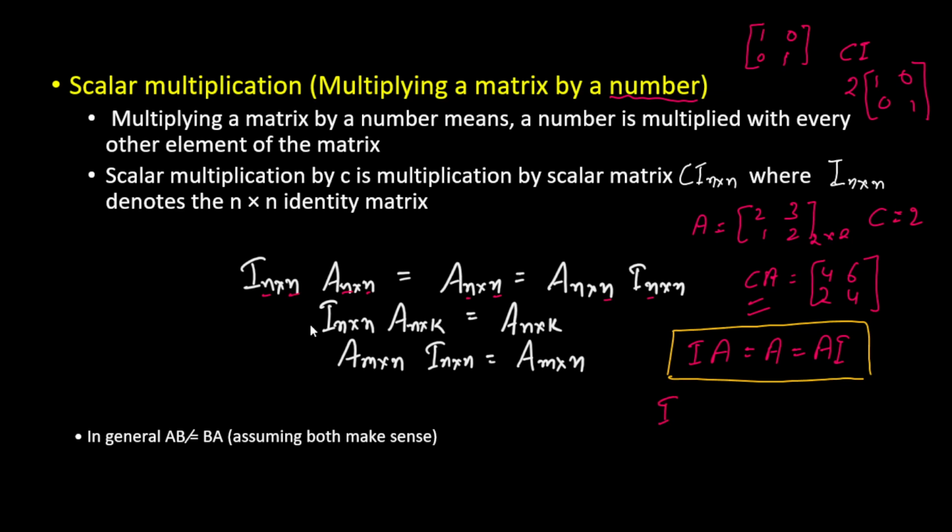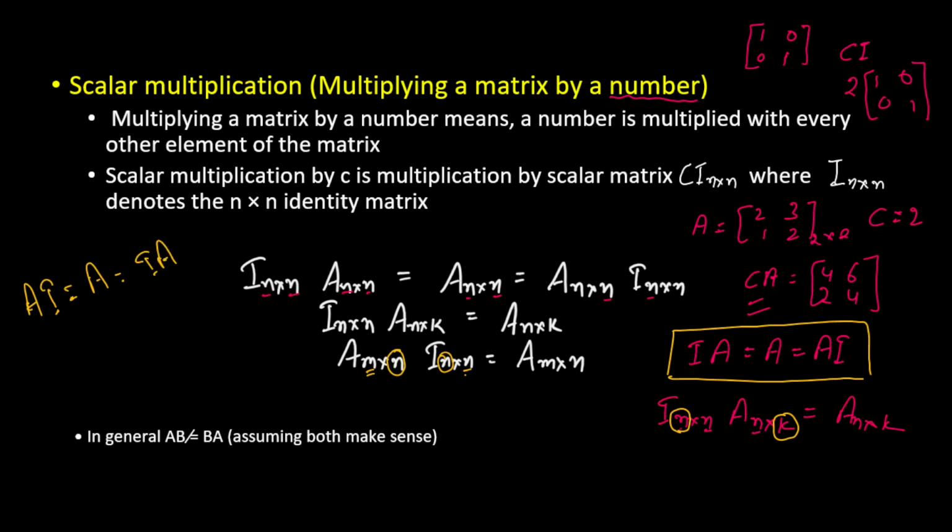Similarly, for A into I, the number of rows equals the number of columns, and A into I will give us A. So the resultant matrix will be of order n cross n. As we have learned, the resultant matrix takes this number of rows and this number of columns. Same here for A of m cross n into I of n cross n: n equals n, so the resultant matrix will be m cross n. So remember that A into I is A, and likewise I into A is also A.